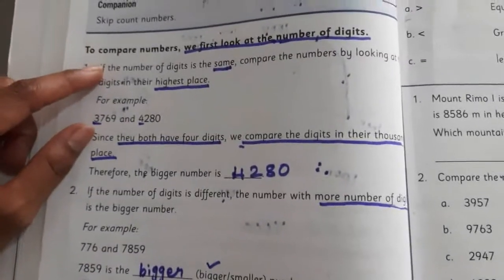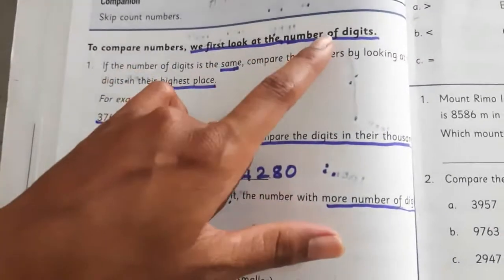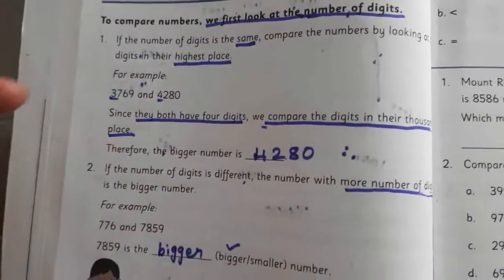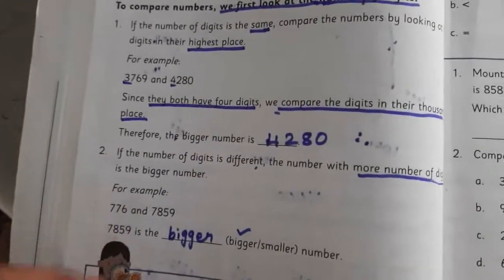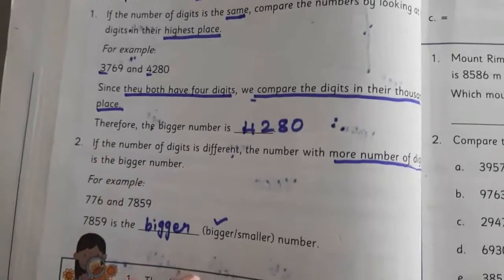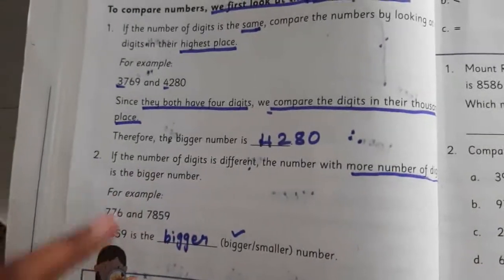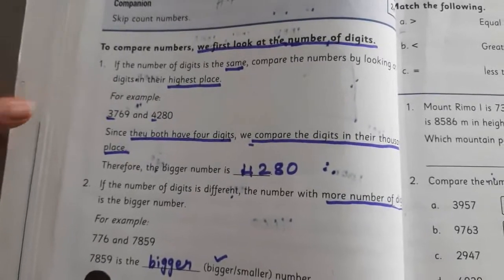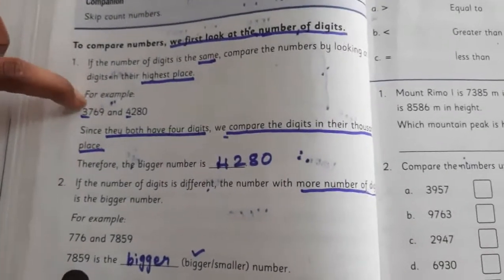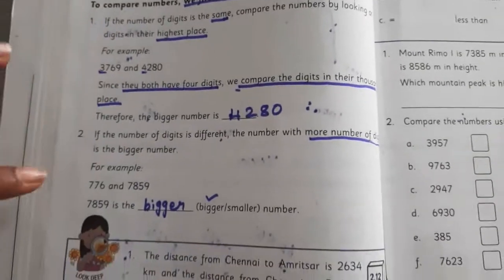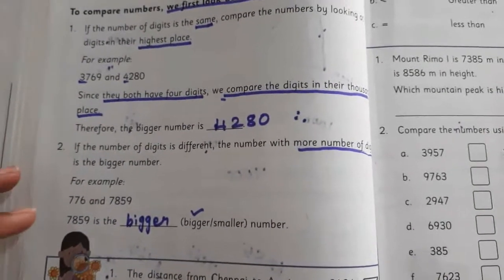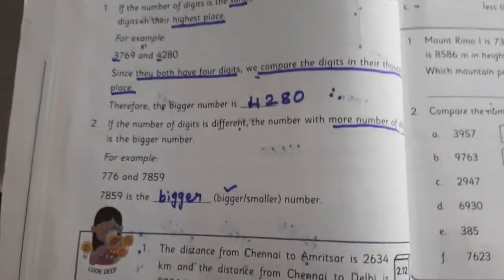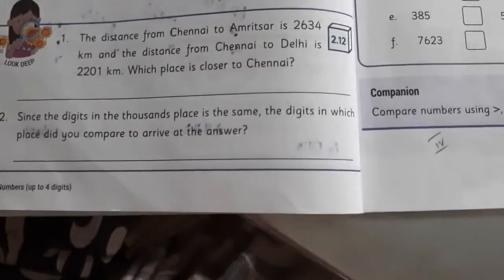To compare numbers, you should see the number of digits first. If the number of digits is the same, you should observe the highest place. That is one thing. Next, if the number of digits is different, the number with more digits is the bigger number. So there are two ways to compare numbers. The common thing is to look at the number of digits. If the number of digits is the same, observe the highest place. If the number of digits is different, the number with more digits is the bigger number.